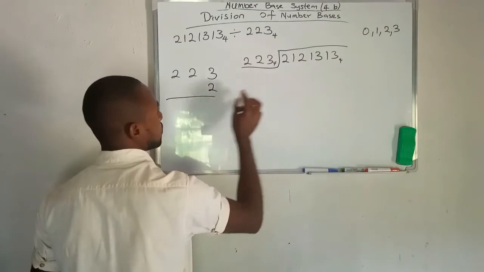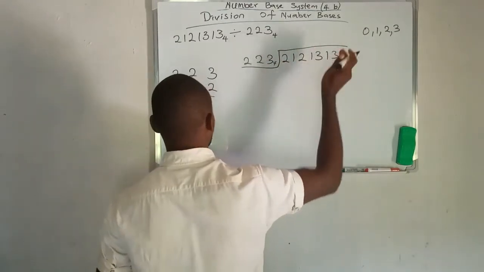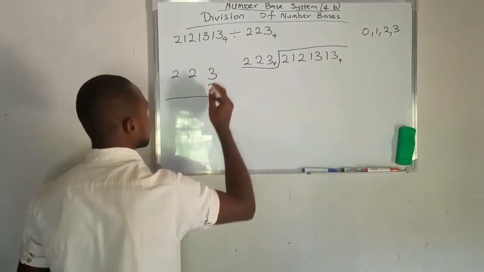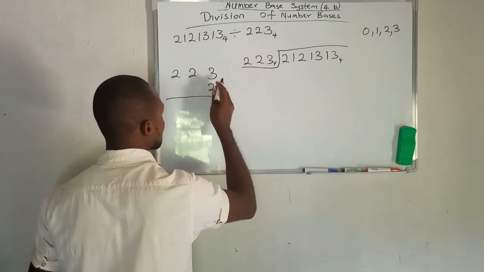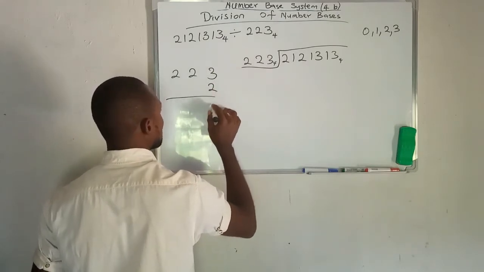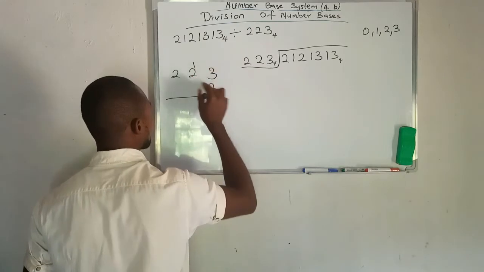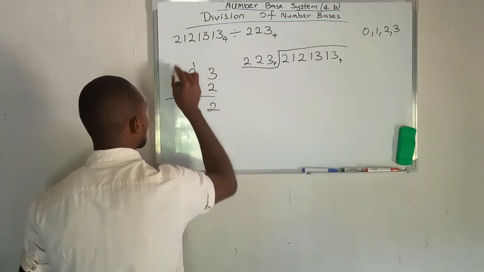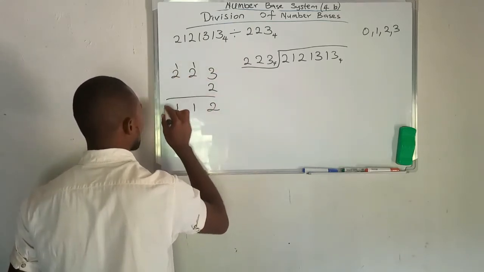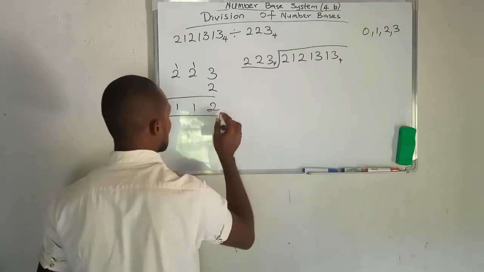We know that 223 times 1 will be 223, so we pick 2. So 2 times this will be 6. 6 in base 4 will be 1 remainder 2. So we'll have 4 here, 5, 1 remainder 1. And same here, 1 remainder 1. So we'll have 112 base 4.